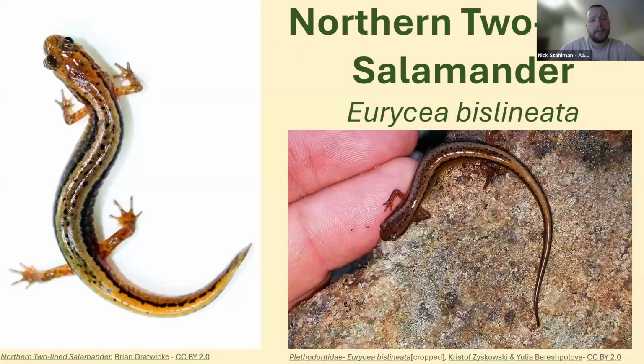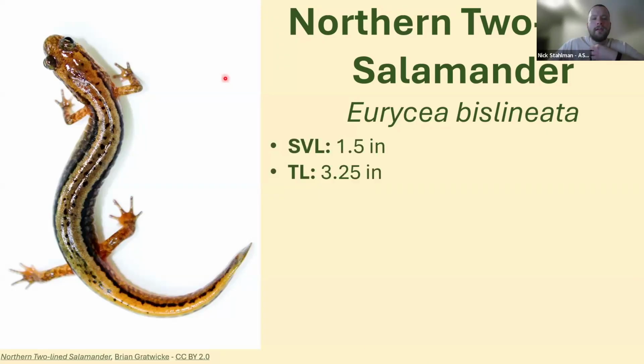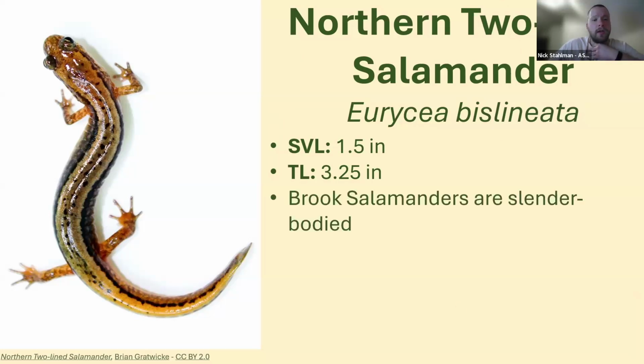Now we're in Eurycea. What's fun is there's argument on what this genus actually means. It's possibly a mythological reference, but no one really knows for sure. And this northern two-line salamander is another very common one that you're going to see. This genus, the brook salamanders, tend to have very slender bodies and they're relatively long. And the northern two-line salamander definitely fits that description with a very, very slender shape.